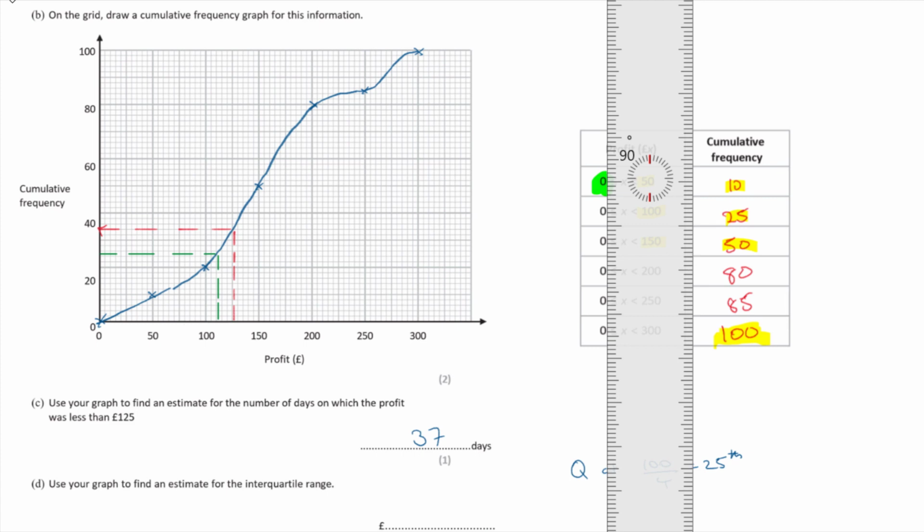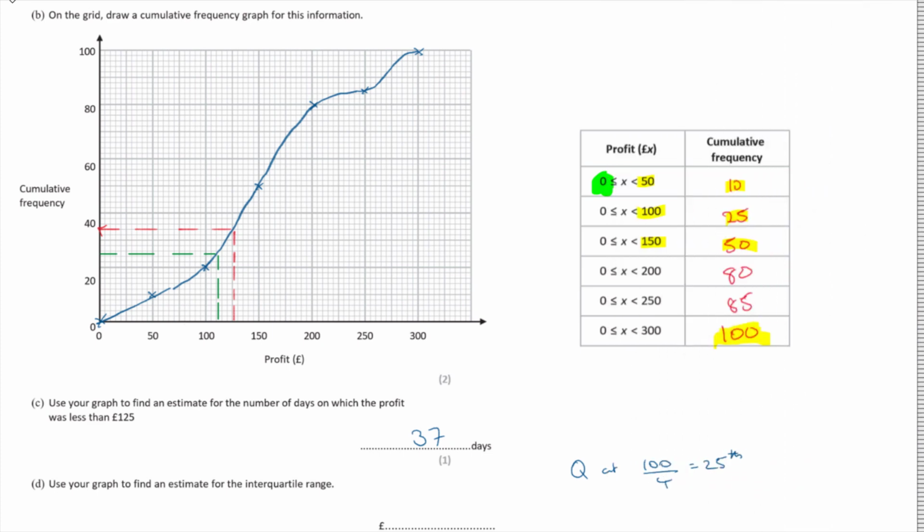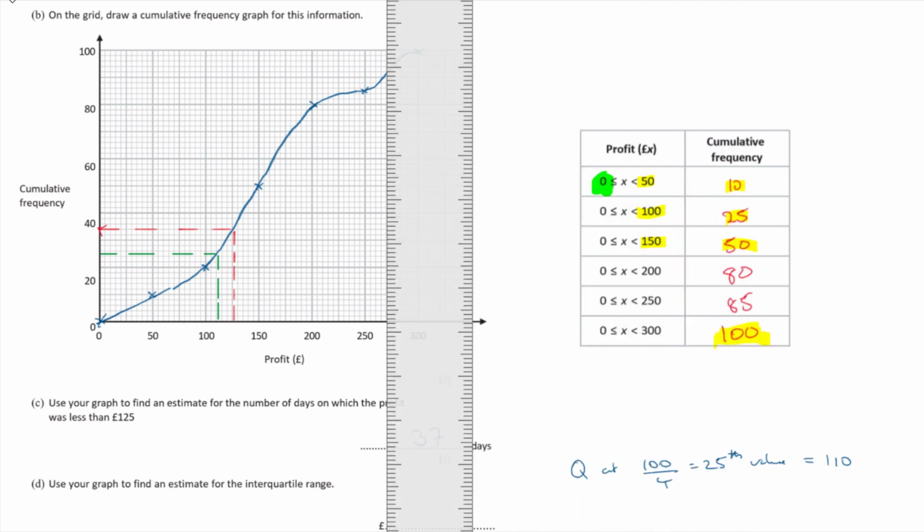So if that's 100 and that's 150 and there's 10 divisions, then each one's going to be worth 5, isn't it? So that's 3 little boxes. Is that 2 little boxes up? So what's that, 110? So the 25th value is going to be like 110. Okay, 110 pounds. Okay, that's Q1.